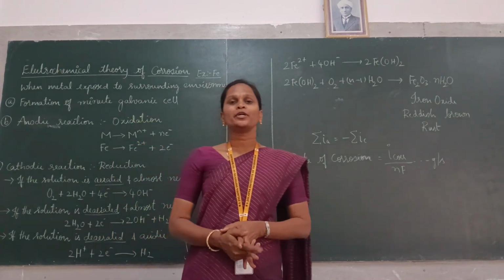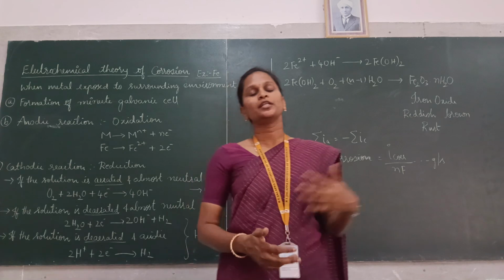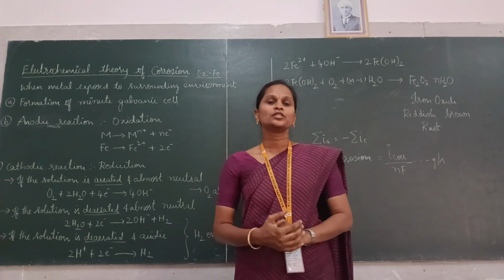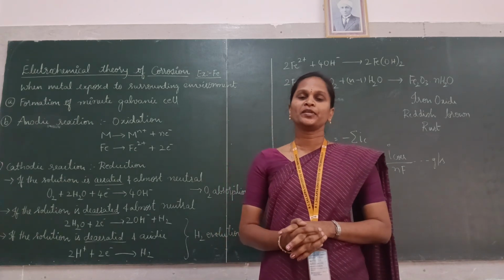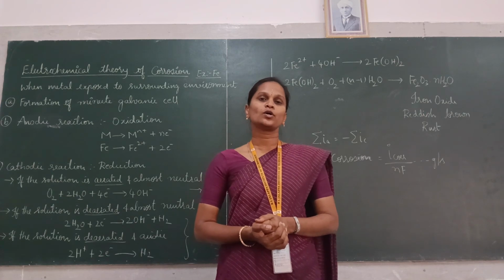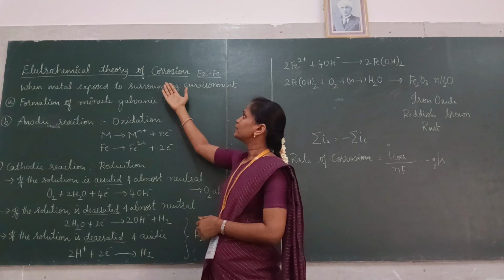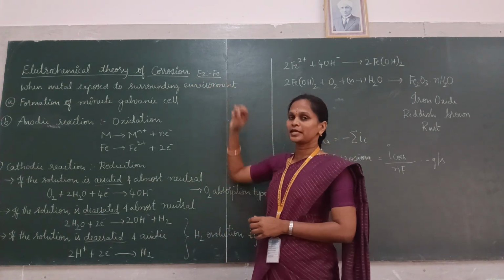Welcome you all. Today I am going to explain about the electrochemical theory of corrosion. In the previous video we discussed what corrosion is, how corrosion takes place, and also the different types of corrosion. How this corrosion happens on the surface of metal can be explained by the electrochemical theory of corrosion. So now we have to take iron as the first example.